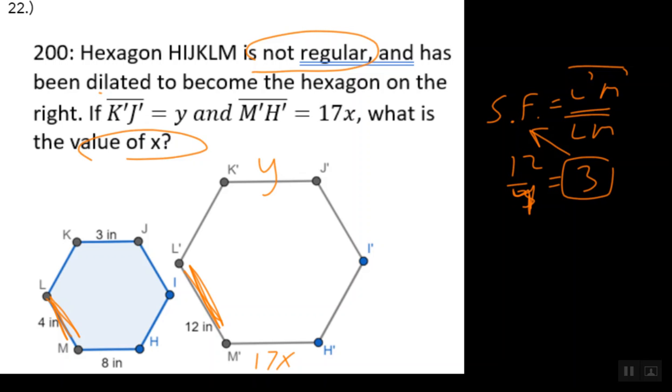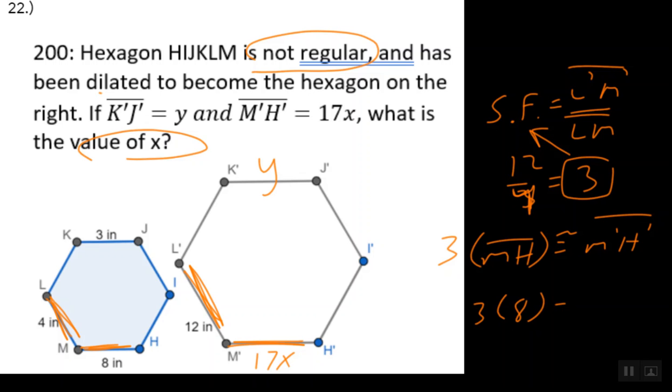And if we have a scale factor of 3, well, since we're looking for x, we know that we're looking for MH. And what if I were to say MH is congruent to M prime H prime? Well, you'd say, mister, that's not correct. So what do we have to multiply MH by? Well, by our scale factor of 3. So we can say this. 3 times MH, which is 8, must be equal to M prime H prime, 17x. And so once you solve for x, you will have the answer. Alright, let's move on to our next example.